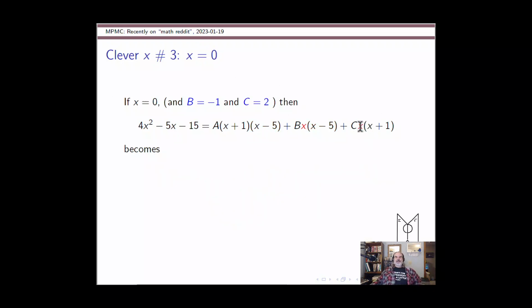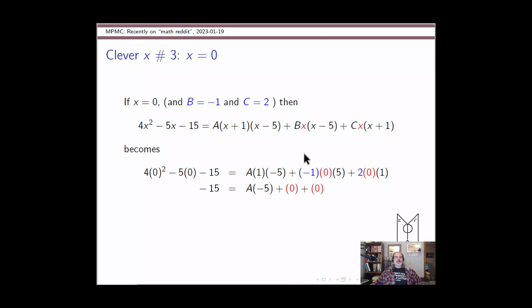Third case, I've highlighted the terms with just the x. We've learned that b is -1 and c is 2, so let's plug those values in as well and also plug in x equals 0. This shakes down to a is 3.